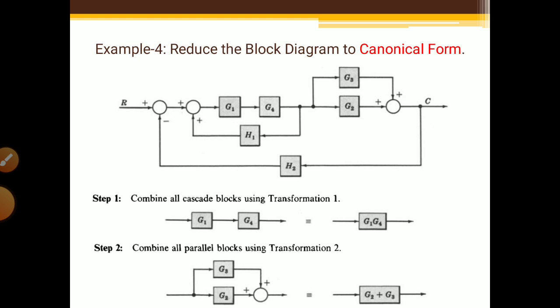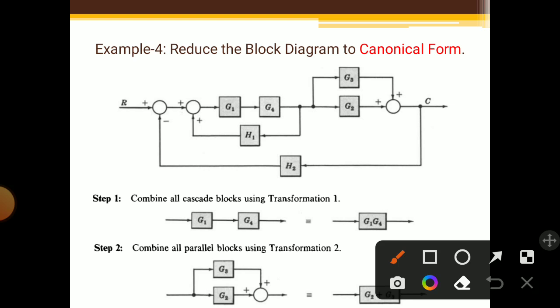Now the question is: reduce the block diagram to canonical form. We have to simplify this block diagram. How will you simplify? First of all you have to combine the series parts. This is series. G1 and G4 are in series, that's why we get their reduction as G1 into G4.